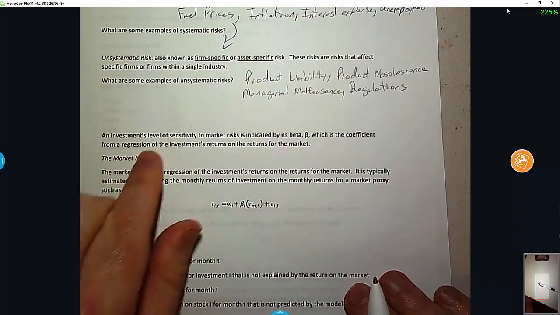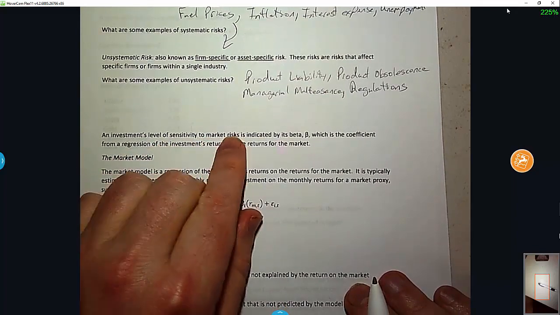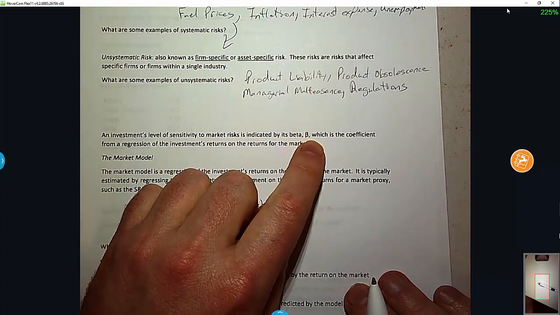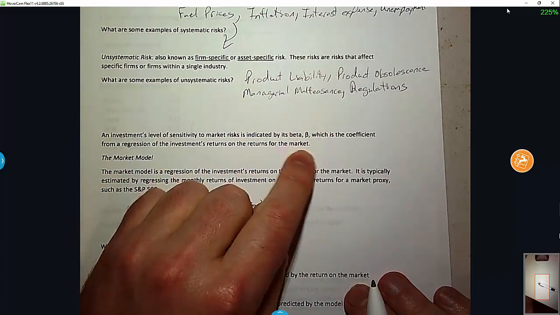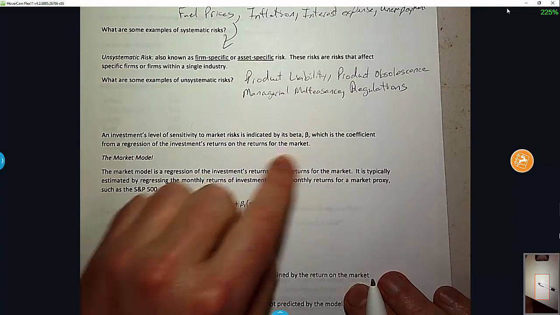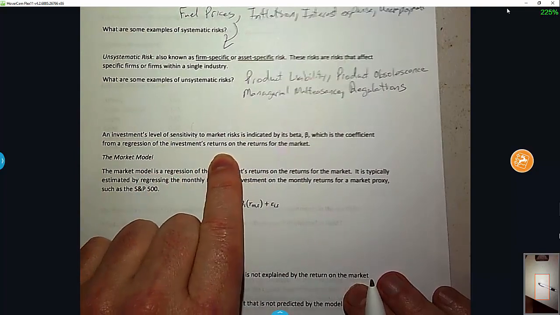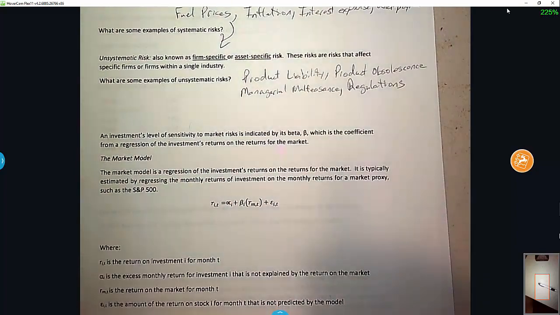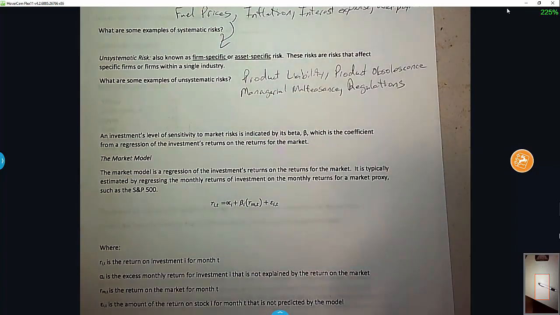So an investment's level of sensitivity to market risks is indicated by its beta, and this is the Greek letter beta, capital beta, which is the coefficient from a regression of the investment's returns on the returns for the market. In your business statistics class, I believe you did cover regressions. I'm not going to have you do that in here, but it is good to understand what that is.